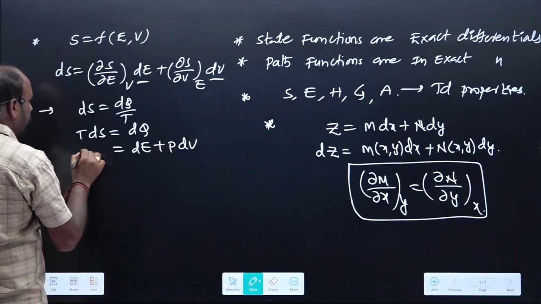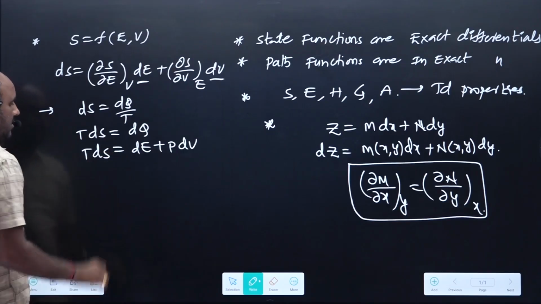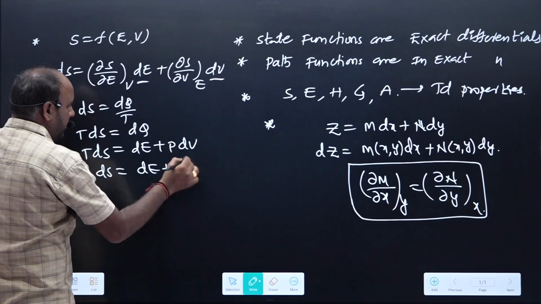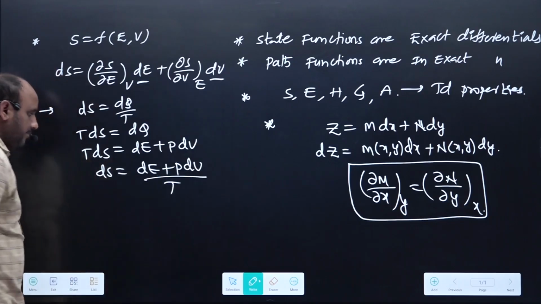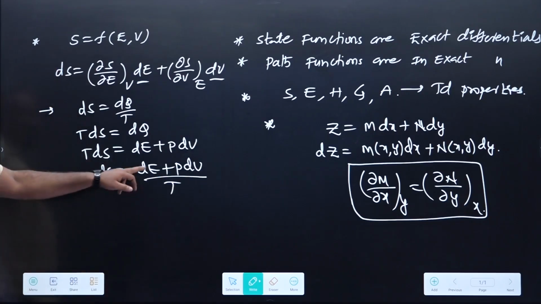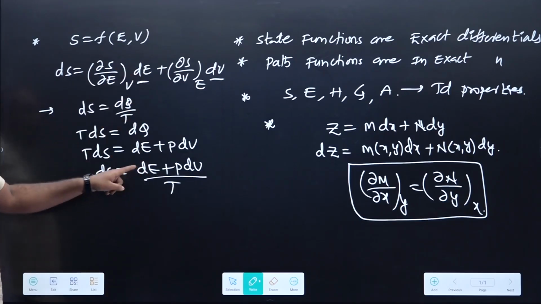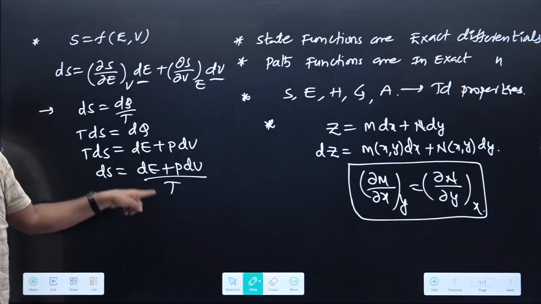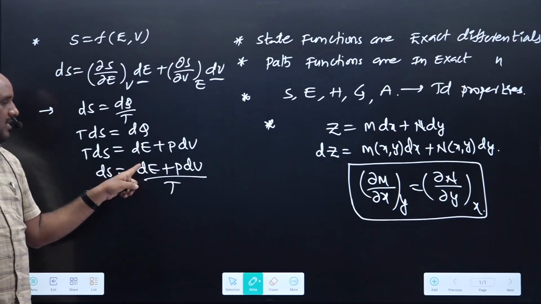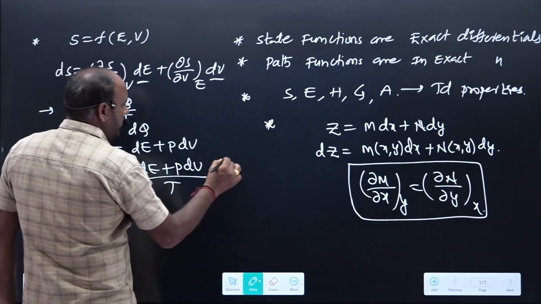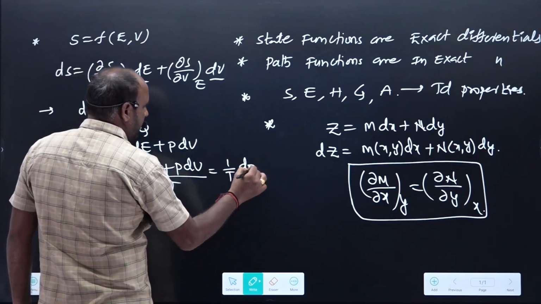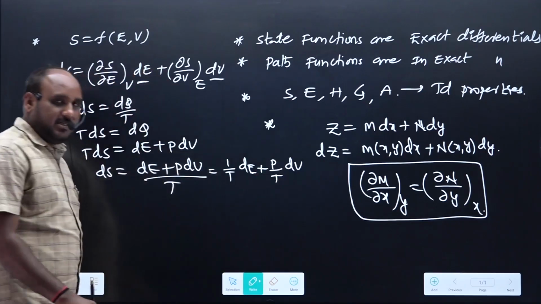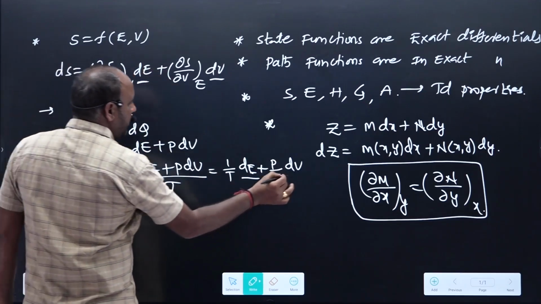Therefore ds is equal to (dE plus p dV) by T, right? So this dE term and dV term we have to compare. So ∂s/∂E at constant V is equal to 1 by T into dE, and we have to write this as 1 by T into dE plus p by T into dV, right? So we have to compare these dE and dV terms.